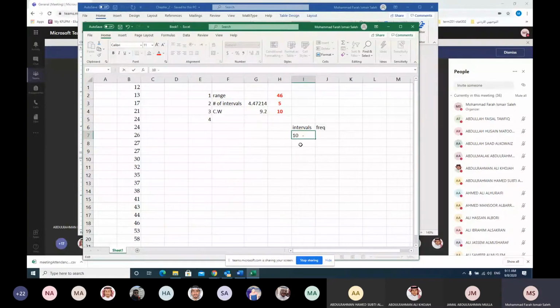Now we have set up the lower end point for the first class. We need the upper end point for the first class. Add the class width to 10, equals what? 20. Then we set up the first class.